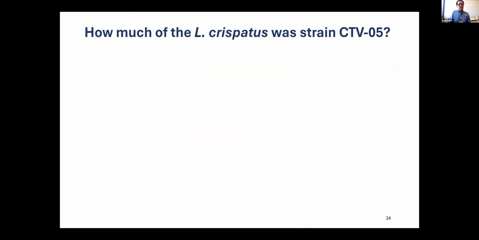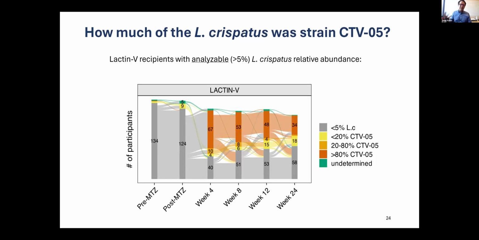Now, one question that you can address with a molecular analysis is to look at actual strains of Lactobacillus crispatus. So here, rather than bacterial 16S amplicon sequencing, we did shotgun metagenomics. If you look at the women who had at least 5% Lactobacillus crispatus, women who didn't have Lactobacillus crispatus dominance are here in gray. Women who had CTV-05 are here in darker orange. And women who had another strain, mostly another strain of Lactobacillus crispatus, are here in yellow.